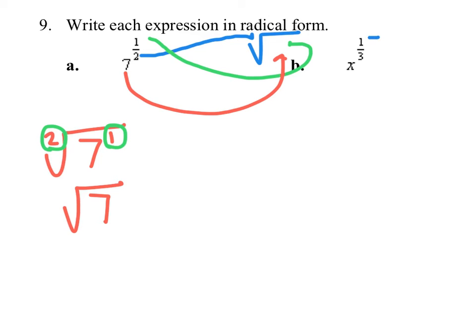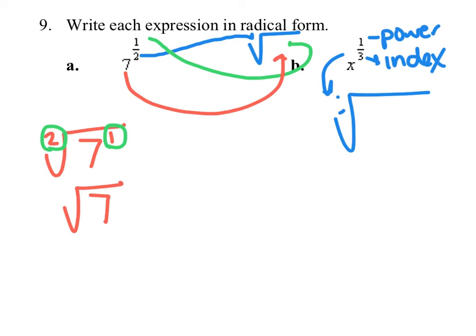Okay, with this one, this guy is going to be my power, and he's going to be my index. So I go and I make my radical sign. The 3 goes in the index spot, and then x goes into the radical, and then a power of 1. But you can clean that up by simply writing 3 radical x.